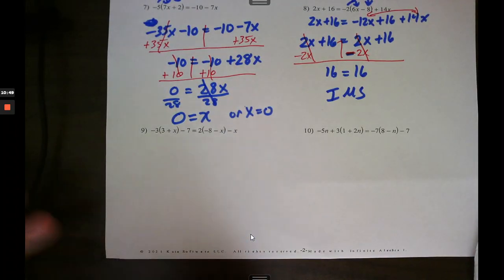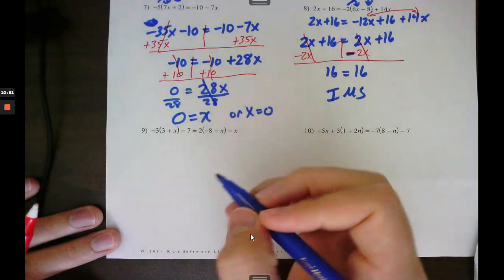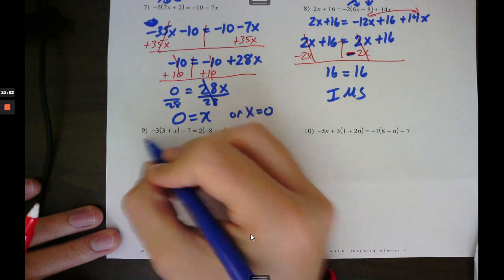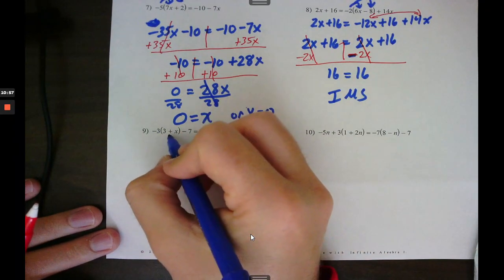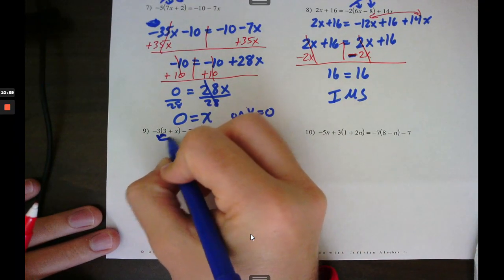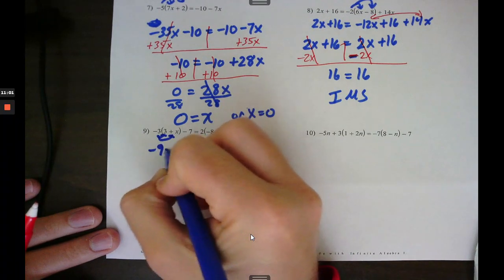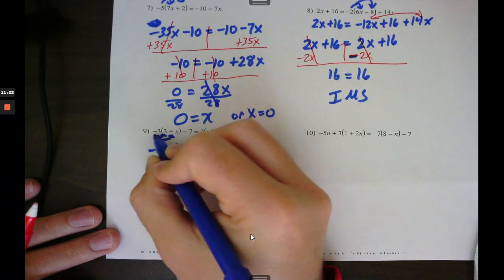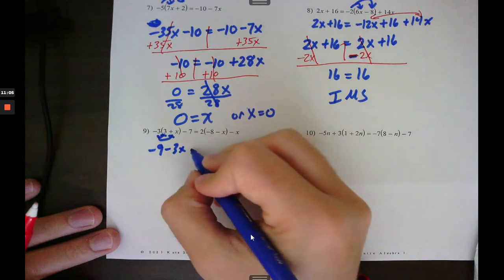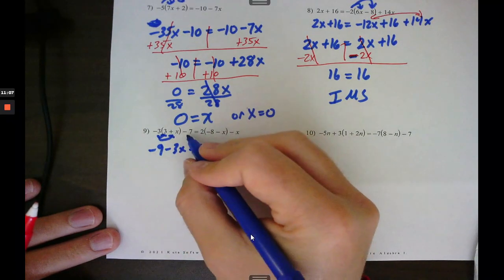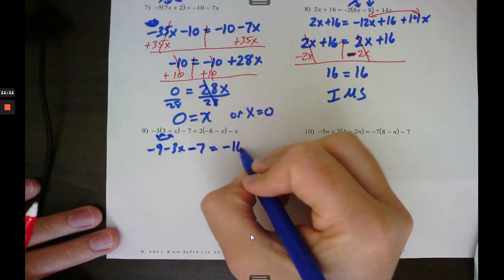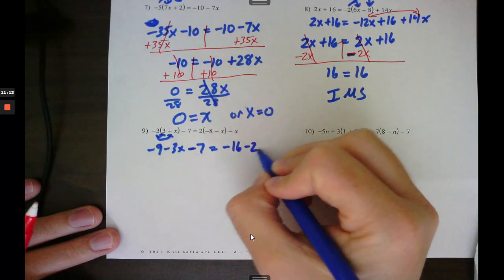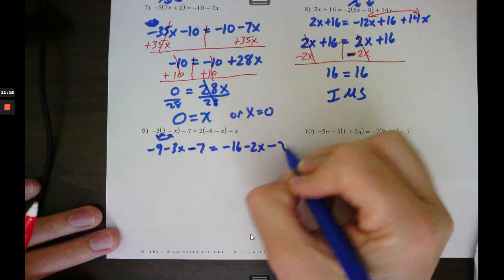Got a lot of simplifying to do, so these are going to take the longest time. Be very careful with each step. Do one step at a time. So I'm going to distribute first on this side. It's going to be negative 9 minus 3x, because it's negative 3 times 1, and then minus 7. Bring that minus 7 down. Equals. Distribute here, negative 16 minus 2x minus x.